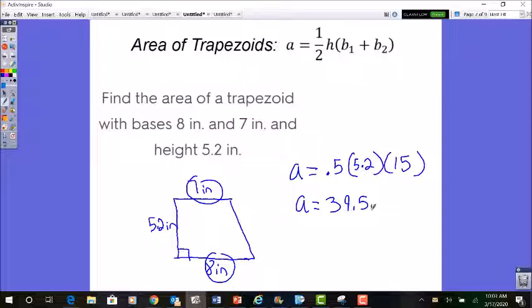inches squared. Okay guys, so there'll be an assignment on campus on area of trapezoids, so you guys can kind of use this video and watch it as you're doing it, or if you don't need to, you could just go ahead and go right to the assignment.